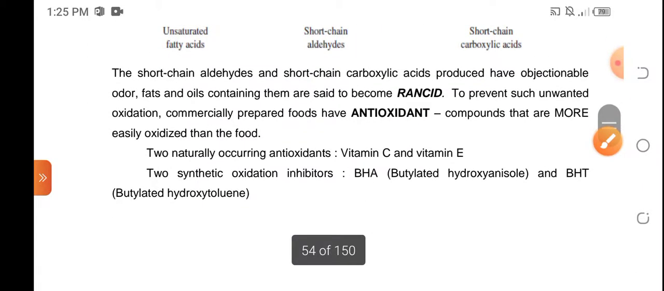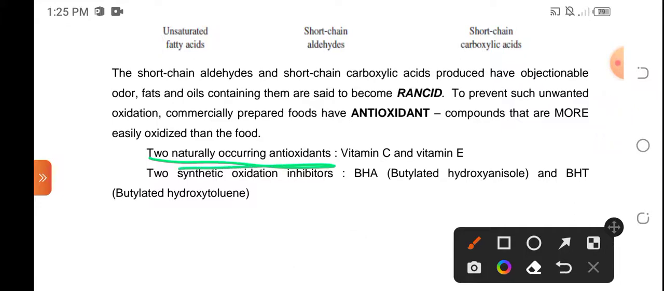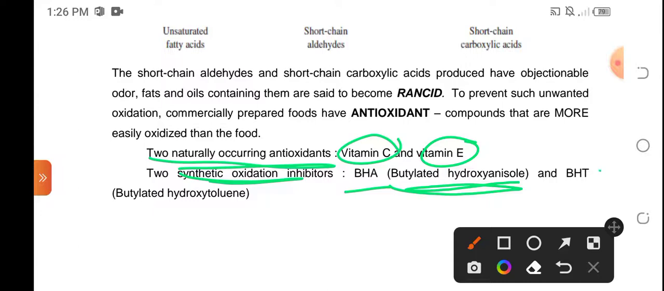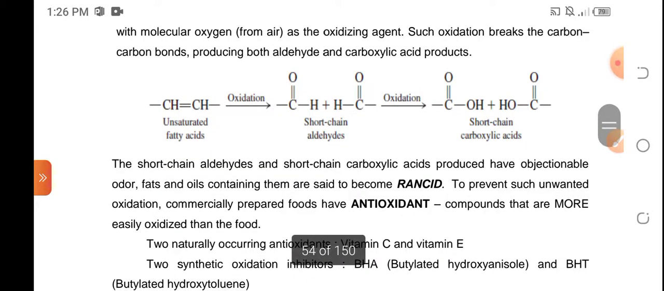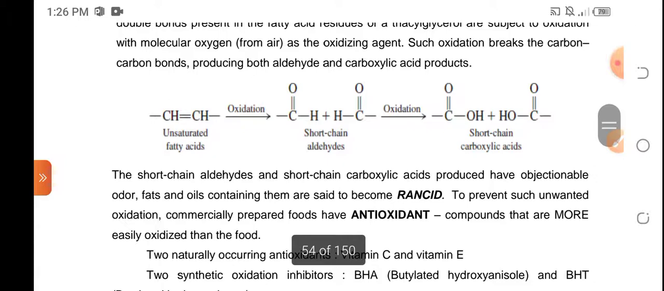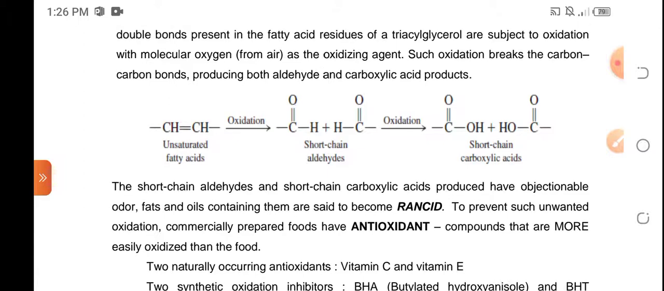And there are two naturally occurring antioxidants. These are vitamin C and vitamin E. And the synthetic oxidation inhibitors are BHA, or butylated hydroxyanisole, and BHT, which is butylated hydroxytoluene. So these are being added para hindi mag-undergo ang mga foods in oxidation. Okay, so again, we have 4 reactions for triacylglycerol. Number 1 is hydrolysis, then saponification, and then we have hydrogenation, and the last is oxidation.